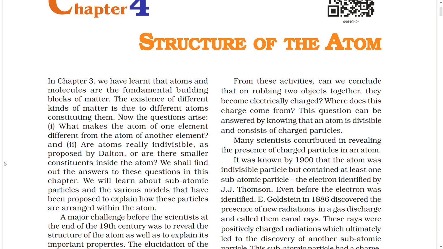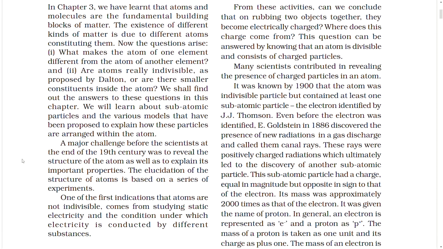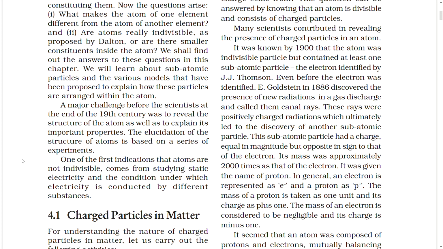Even before the electron was identified, E. Goldstein in 1886 discovered the presence of new radiation in a gas discharge and called them canal rays. These rays were positively charged radiations which ultimately led to the discovery of another subatomic particle. This subatomic particle had a charge equal in magnitude but opposite in sign to that of the electron. Its mass was approximately 2000 times that of the electron. It was given the name of proton.